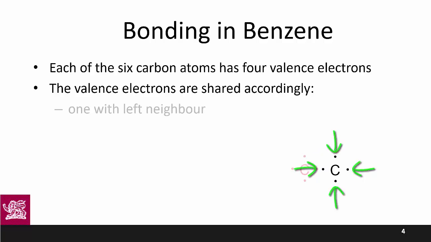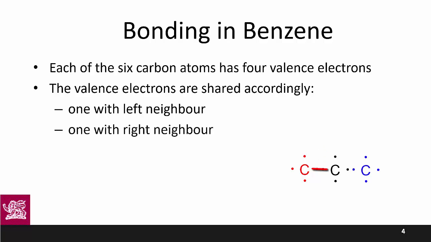So our central black carbon here is sharing 1 valence electron with the red carbon on its left. Each of those carbon atoms is sharing 1 electron, and we have thus 2 electrons between them and a single bond formed. We're going to do the same thing with the blue neighbor on the right. We're going to share those 2 electrons, 1 black, 1 blue, between those 2 atoms. This is another single bond.